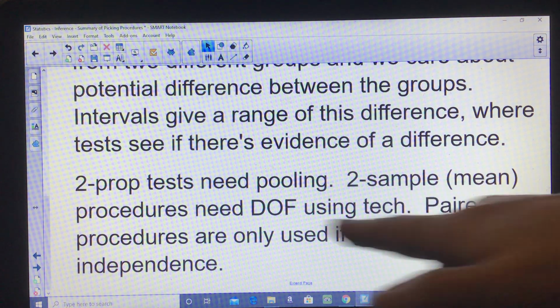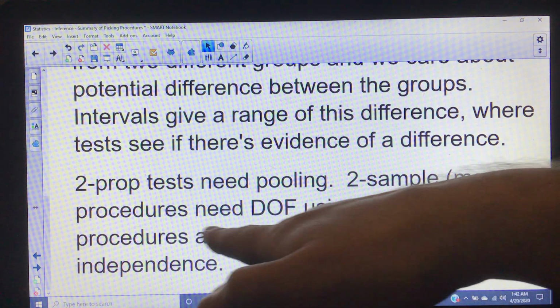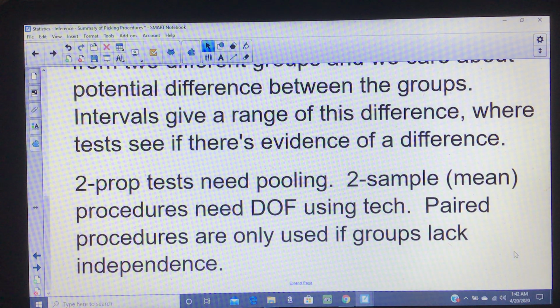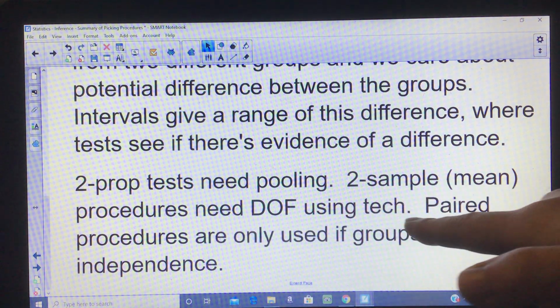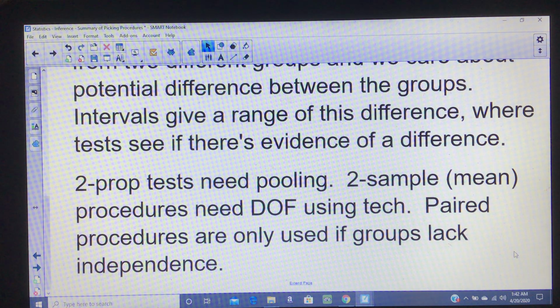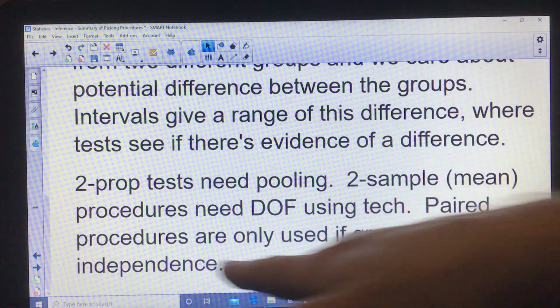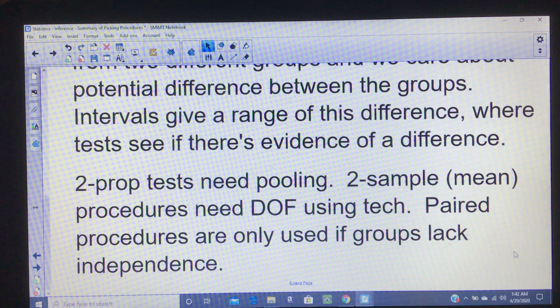Two sample mean procedures. Remember, if you're doing two sample mean procedures, the degrees of freedom is basically going to be determined for a T-curve using the calculator. If you remember the lesson I did, there was a funky formula. They don't require you to know that formula at all. They just want you to get it out of the calculator. So the calculator is required if you're doing a two sample mean procedure to get the correct degrees of freedom. The last sort of two sample procedure is the paired T procedure. Paired procedures, remember, are only used if the groups lack independence. All right.